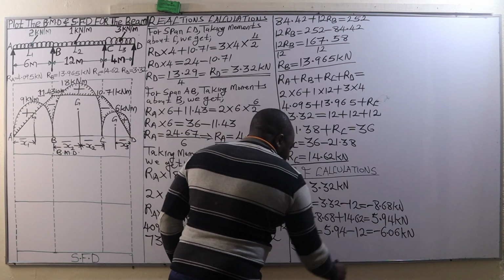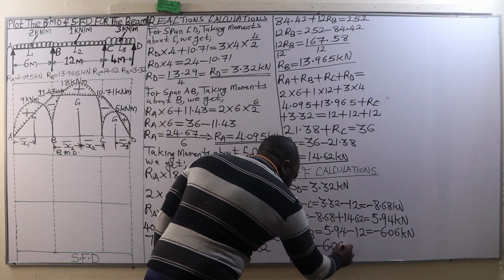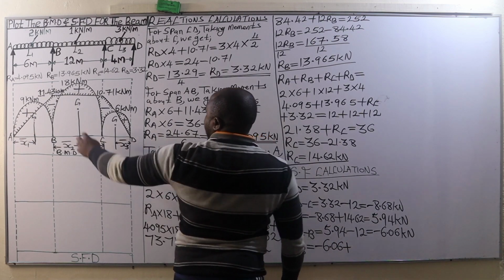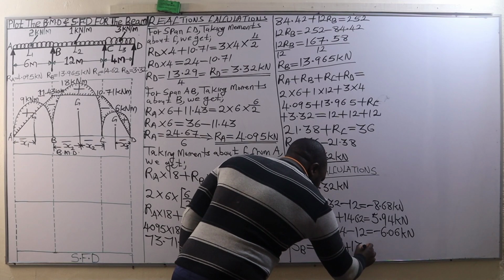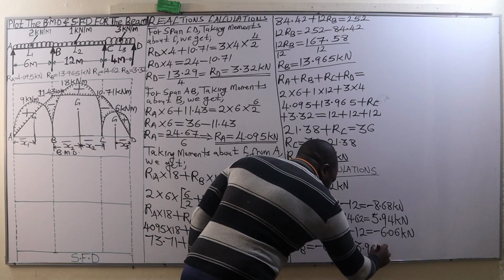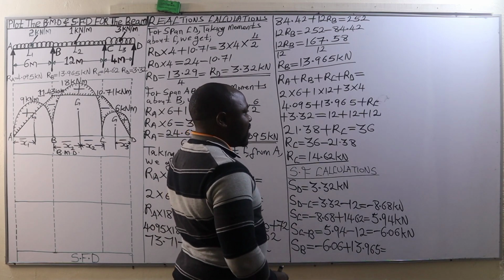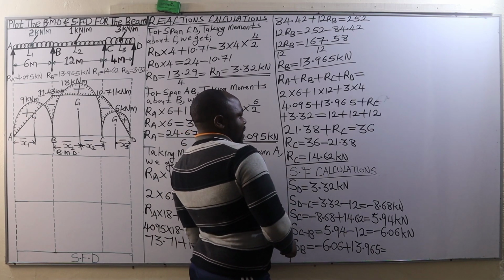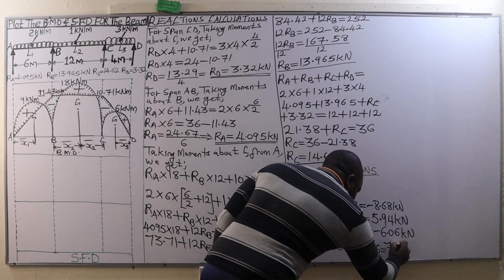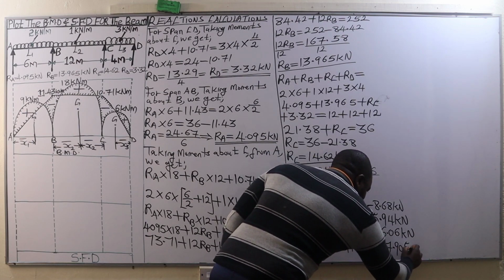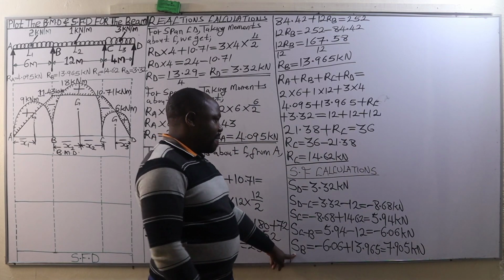Then from there we go to shear force at the support B, and shear force at the support B is going to be this negative 6.06, we add the reaction at B, which is 13.965, and that is going to be 7.905. So we have 7.905 kilonewtons. So that is the shear force at B.